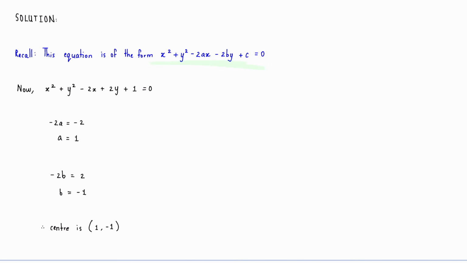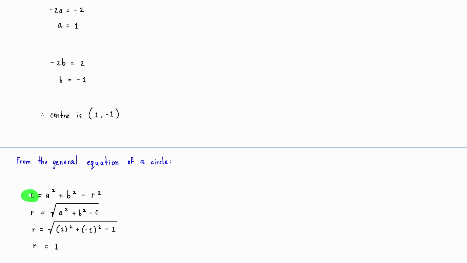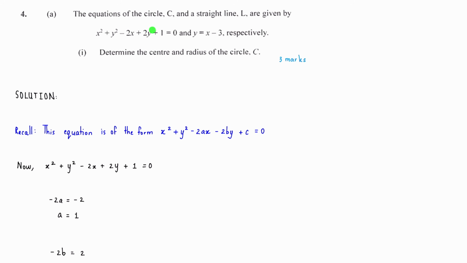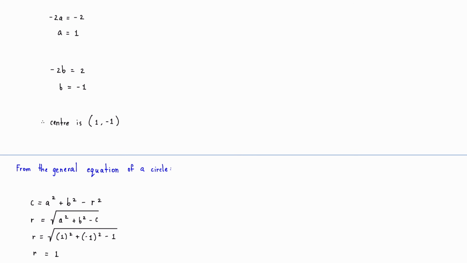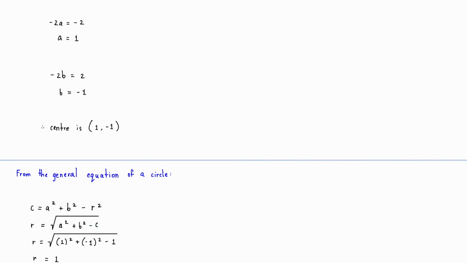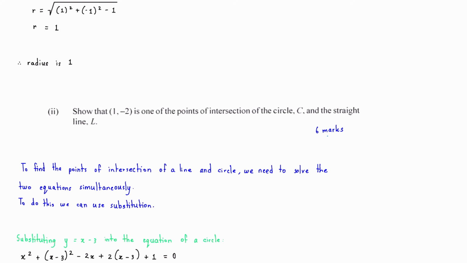We're mapping it on from the general equation. Now we have minus 2a is equal to minus 2, so a is equal to 1, and minus 2b is equal to 2, so b is equal to minus 1. Therefore, the center is (1, minus 1). Now from the general equation of a circle, remember what c is? c is going to be equal to this in this case. So we have minus 1, remember it will be minus c. So c would have been 1, and we put in minus 1. So we simplify, we get r equal to 1, so the radius is 1. Again, the exact same thing as before.